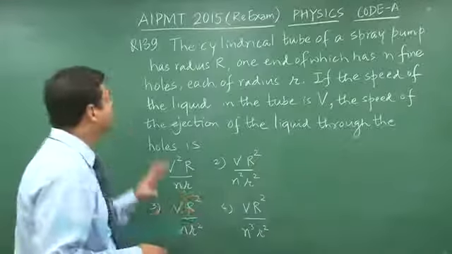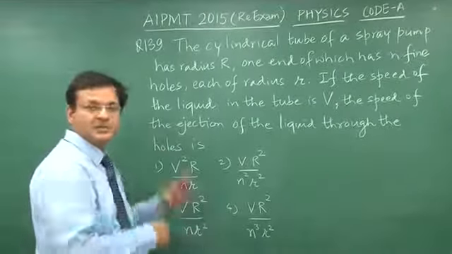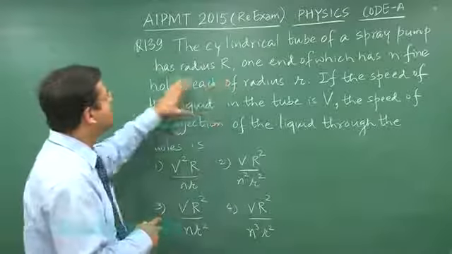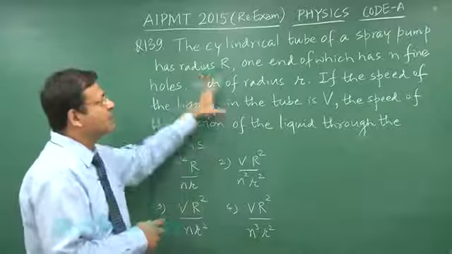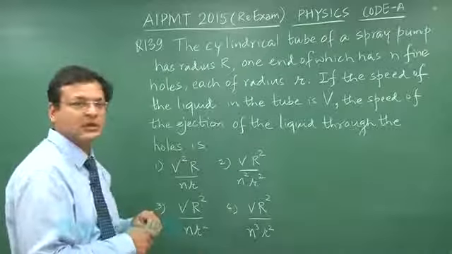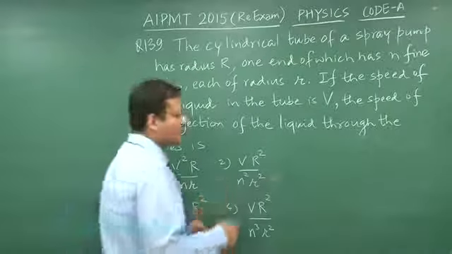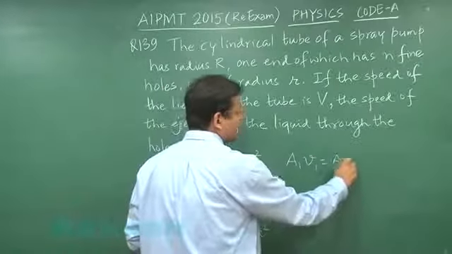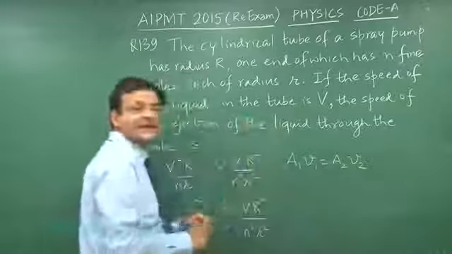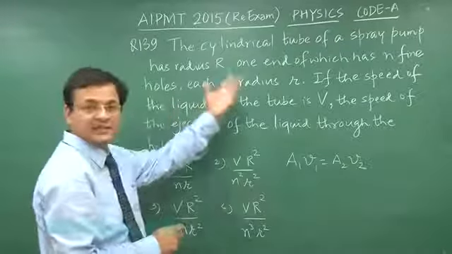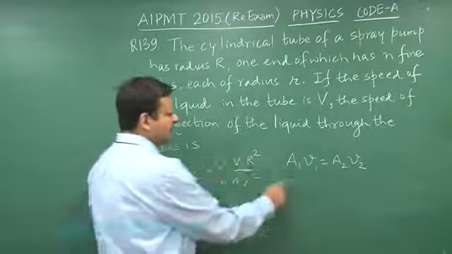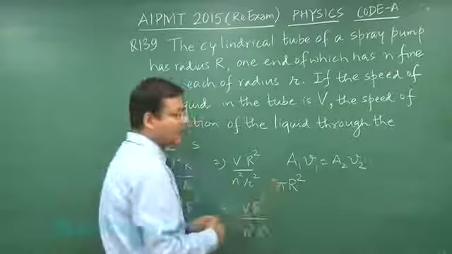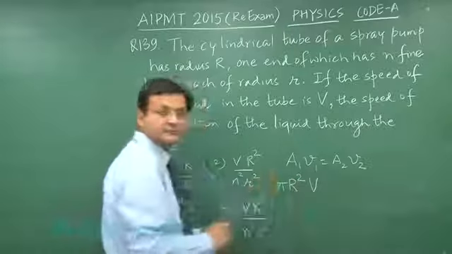Now in the next question, that is question 139, which is based on the equation of continuity. You see here that a cylindrical tube of a spray pump has radius r, one end of which has n fine holes. As I am saying, it is based on the equation of continuity. You are applying a formula here, A1 V1 is equal to A2 V2. Now one end has radius r, another end has n fine holes. If the radius is r, area will be proportional to r square, or you can say area is pi r square, and the velocity here is v.